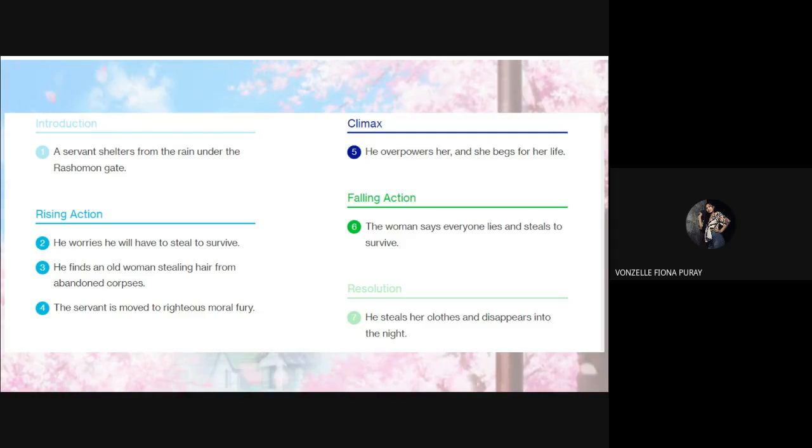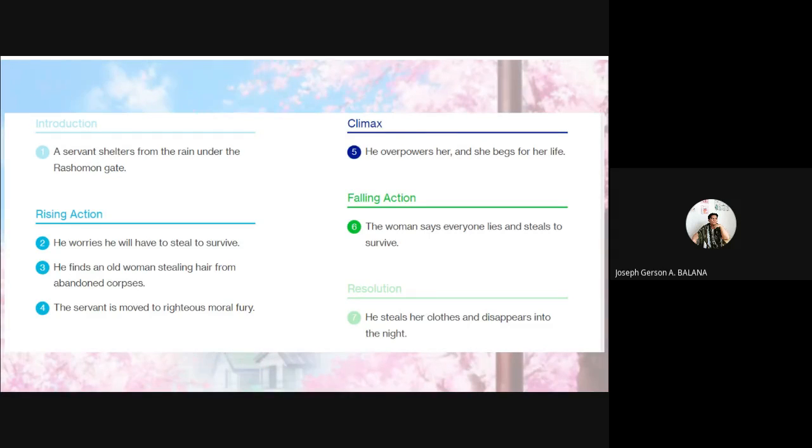Yes, because remember the old woman was saying, they are already dead anyway. I did not do anything wrong because remember the Rashomon was a dump site for dead bodies, the corpses. So the old woman justifies, these are just thrown here, and I'm just trying to make a living by making a wig.